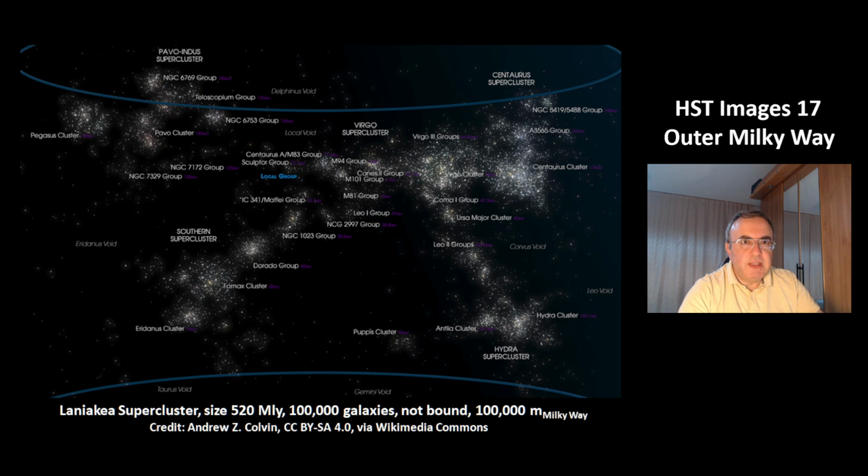This is a picture of the Laniakea Supercluster. It has a size of 520 million light years. This is here, the Local Group. This is where we are. The Laniakea Supercluster contains 100,000 galaxies. They are not bound gravitationally. On the big scale, you have the dominance of dark energy, which works against gravity. And the mass of the Laniakea Supercluster is 100,000 times that of the Milky Way Galaxy.